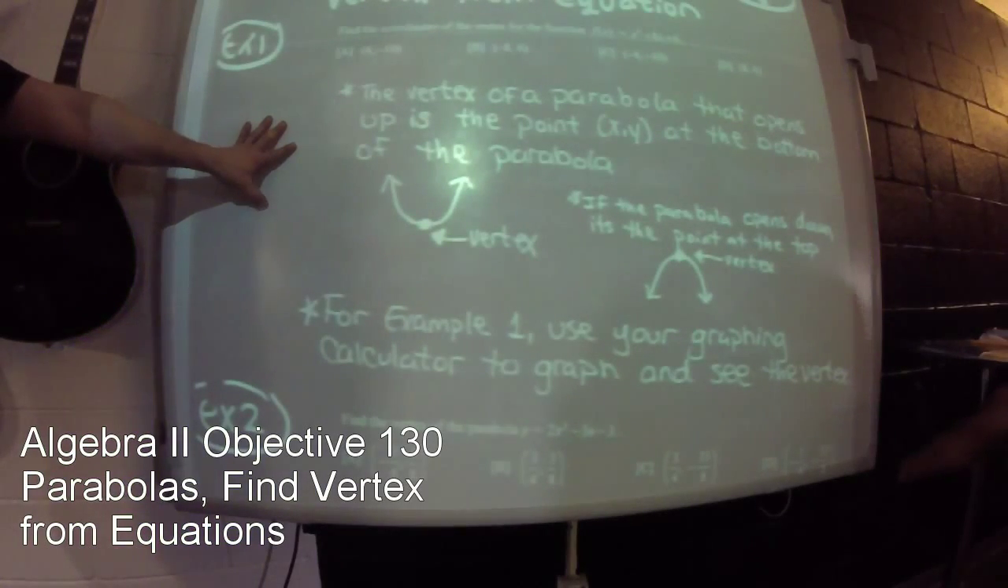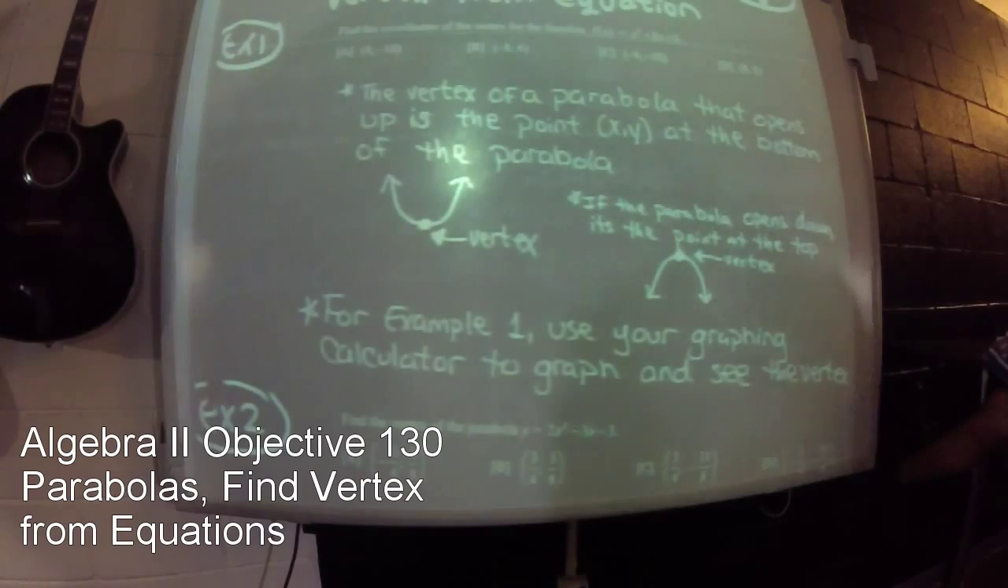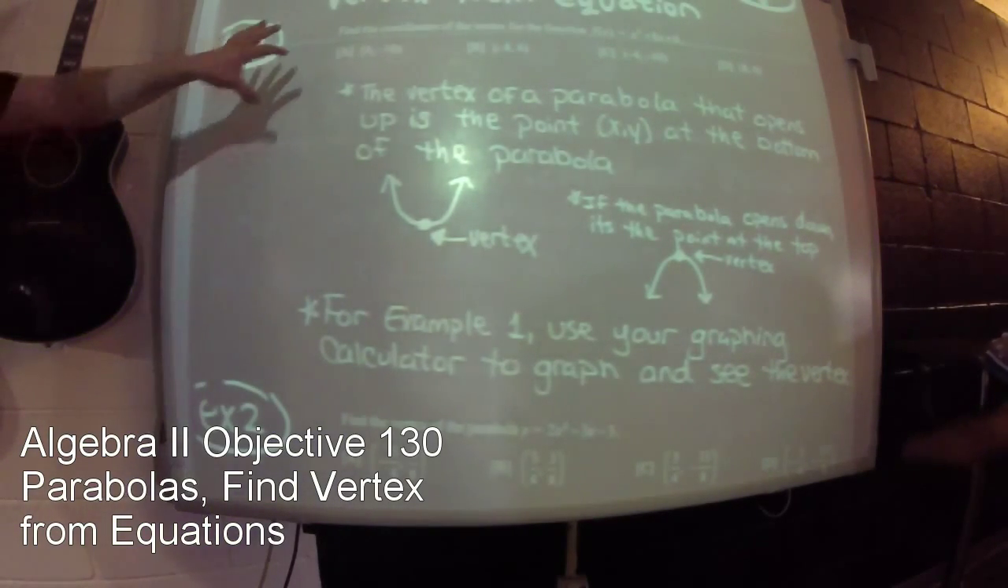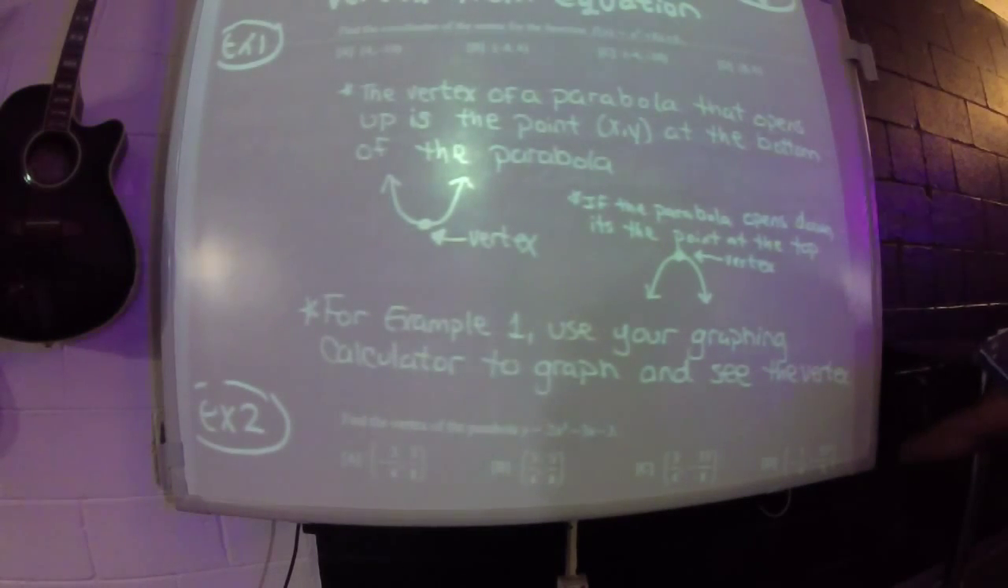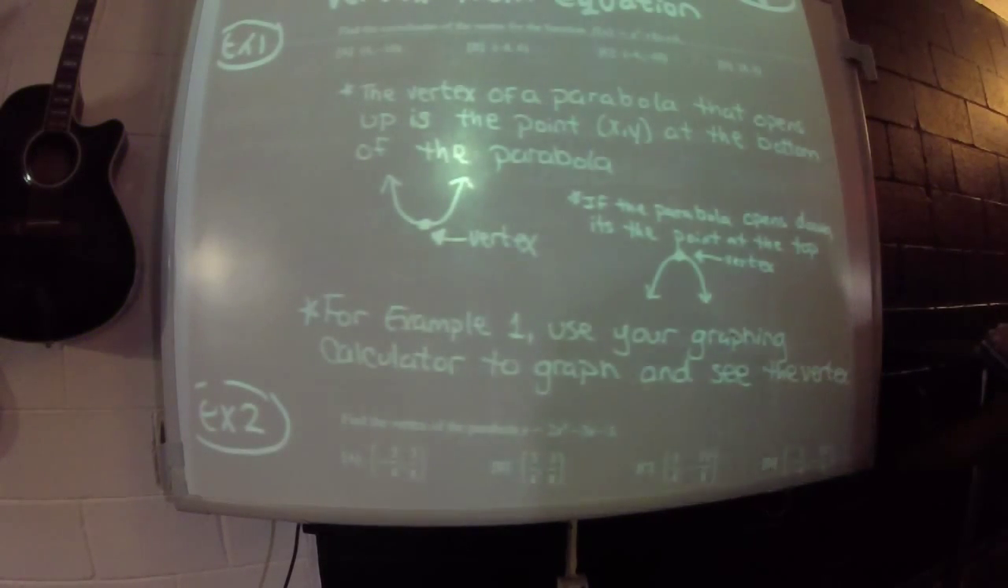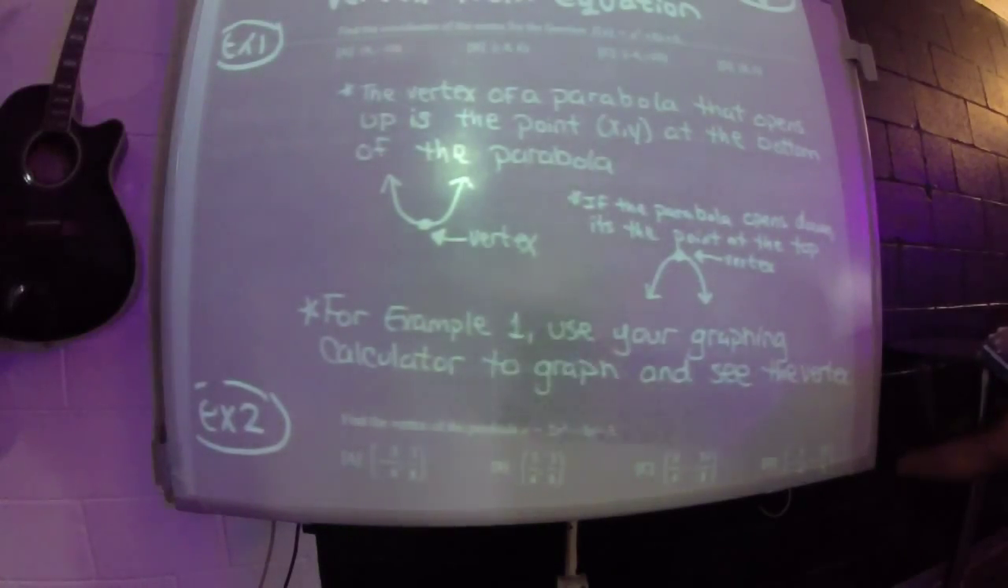Here you are. It's almost April. We're on objective 130. There's only 150 objectives in the whole library, so we're working toward the end here. Now, yesterday we talked about parabolas. Remember, when we graph quadratic functions, they make the U shape, which is a parabola. On objective 130, we're going to talk about finding the vertex from the equation.